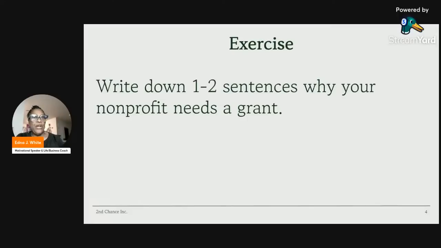Why do you want a grant? And what would it help you do? You don't need to share it, but you need to write it down for yourself. So take 3 minutes, and I'm going to give you that 3 minutes to write it down.